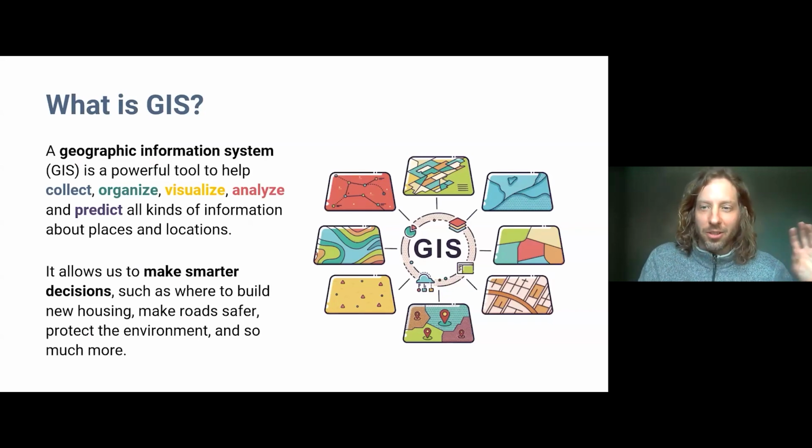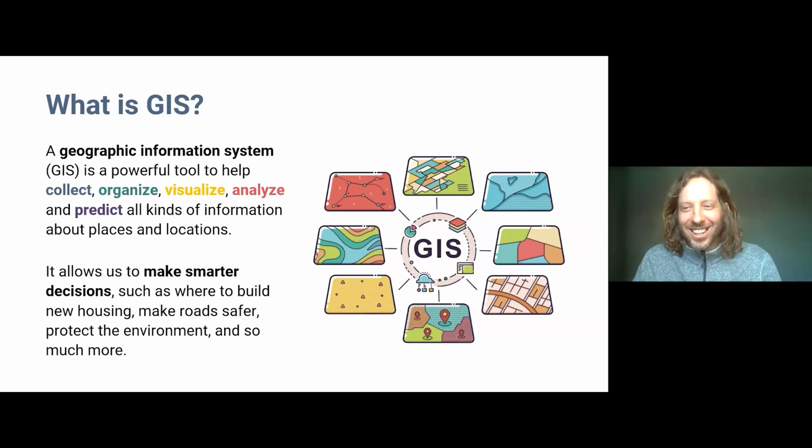Okay, so we saw, oh, nice, Melanie, you got it. So GIS, what is GIS? Most of the things we've seen have been spatial related, and a lot of open data portals are spatial. If you're new to spatial data, just to get you on board, GIS is a geographic information system. It's a powerful tool that allows us to collect, organize, visualize, analyze, and more recently predict all kinds of information about places and locations. It's really about creating a tool and a set of processes that allow us to make smarter decisions. So this whole data collection, analysis, predicting, data quality, all of that is tied into GIS. In municipalities, we want to focus on making those smarter decisions: where to build new housing, make roads safer, protect the environment, and so much more.